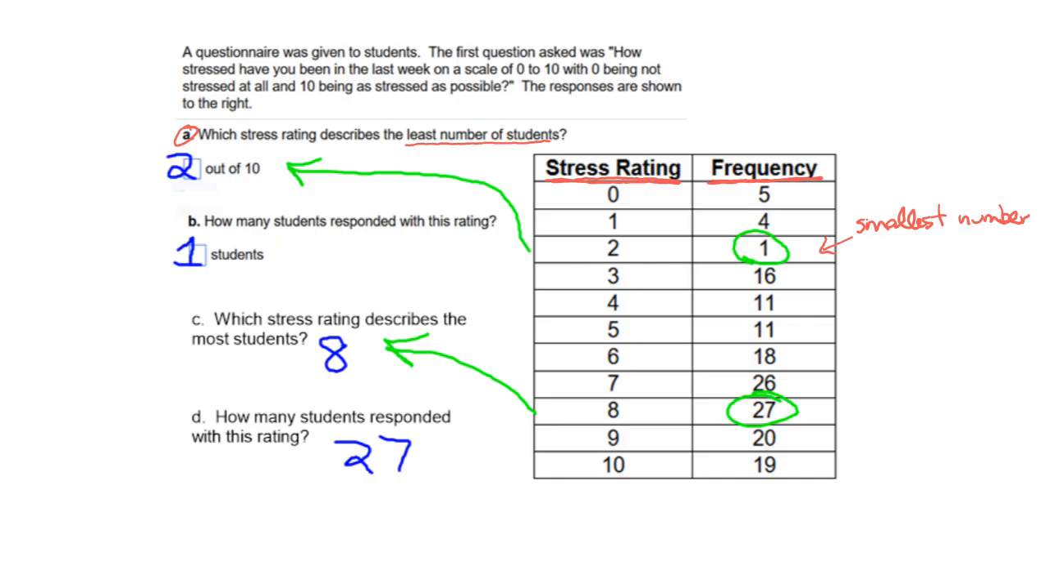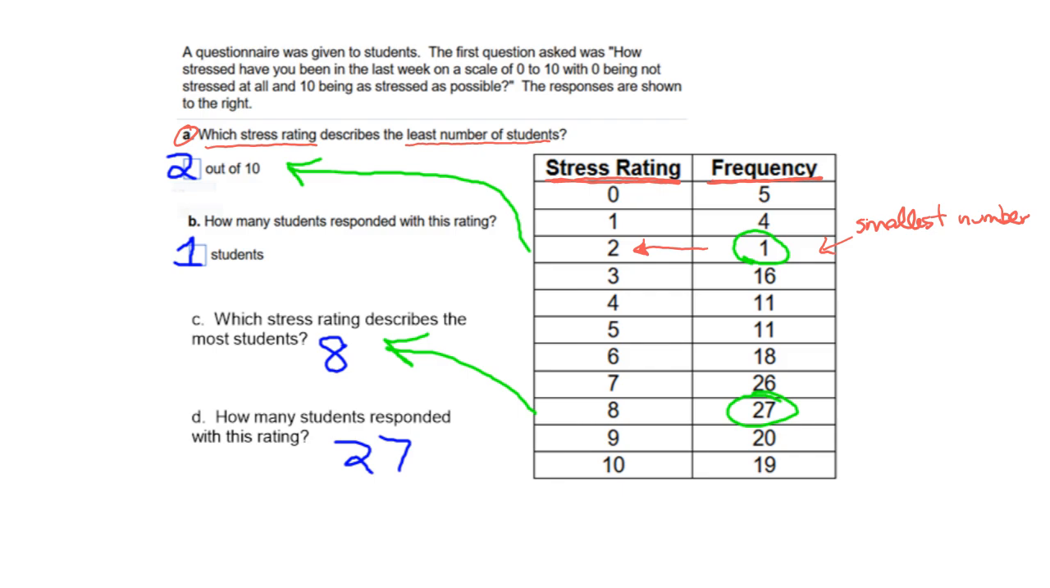All right, let's read that question one more time. It says, which stress rating? So it doesn't want the frequency. It wants you to use the frequency to find the stress rating. So in this case, the smallest number is frequency of 1, and it refers to stress rating number 2. So the answer on here would be 2 out of 10. For part B, it says how many students responded with this rating. So that would be our number 1, the frequency of 1.